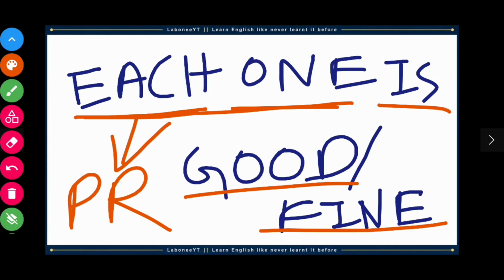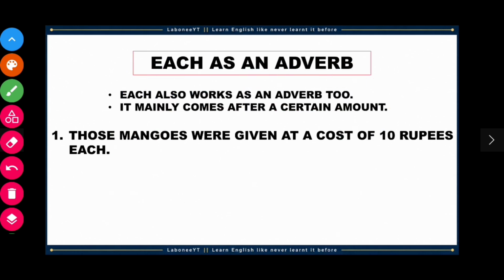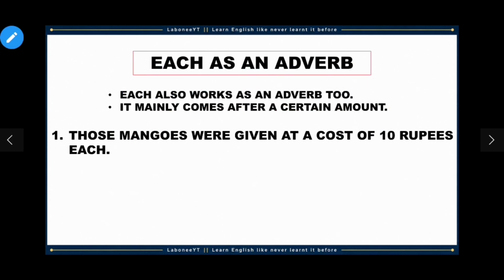So next part is each as an adverb. Well, apart from the usage of each as a determiner as well as a pronoun in an English sentence, we can also use each as an adverb too. It mainly comes after a certain amount or number. So each also works as an adverb too. Now how does it work? We have to know how it works as an adverb in a sentence. Let's take this example below.